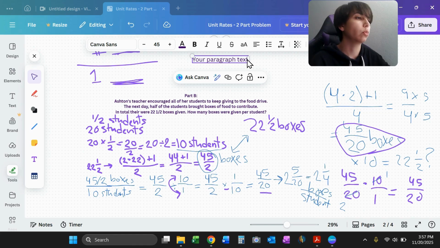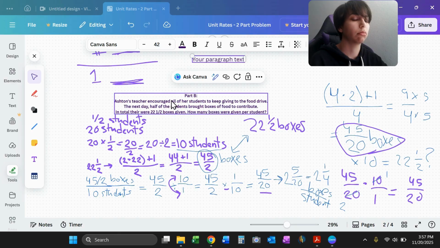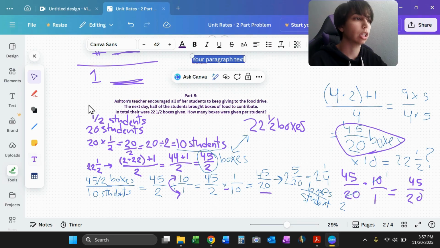Canva, question mark. What's happening to you? Why can I not edit this? You have broken. Canva, you've broken. Okay. Canva's broken.